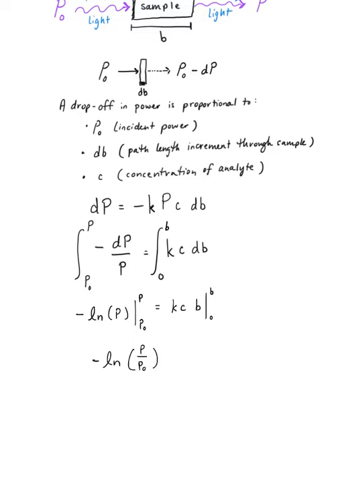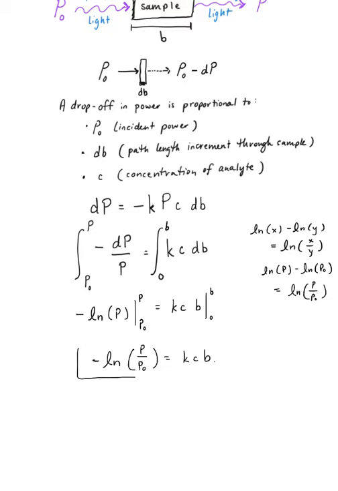Because the natural log of x minus the natural log of y can be rewritten as the natural log of x divided by y, the natural log of P minus the natural log of P0 can be rewritten as the natural log of P divided by P0. On the right-hand side of this equation, we've simply got K times C times B.